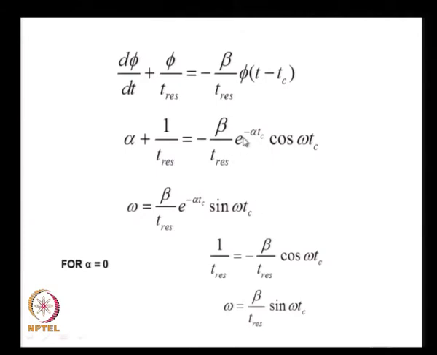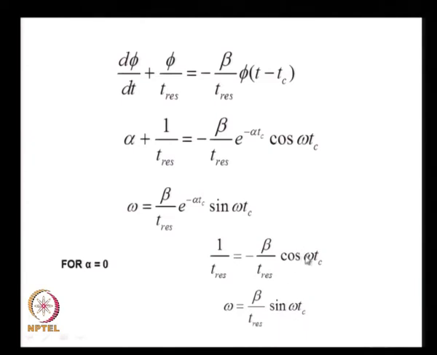Now I need to solve for the real and imaginary parts, and what did we do? Well, let us not solve it for the total, let us solve it for the critical case for which the waves do not grow, that means alpha is equal to 0. I substitute alpha is equal to 0 here and I get this equation becoming 1 over T residence is equal to minus beta over T residence into cos omega Tc. I put alpha is equal to 0 here, I get omega is equal to beta over T residence into sin omega Tc, and this I further simplify.